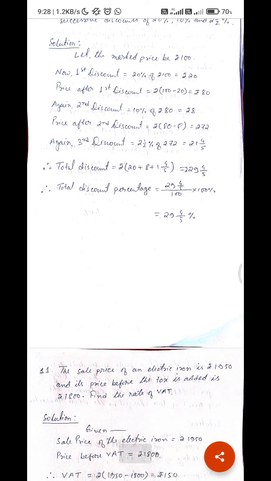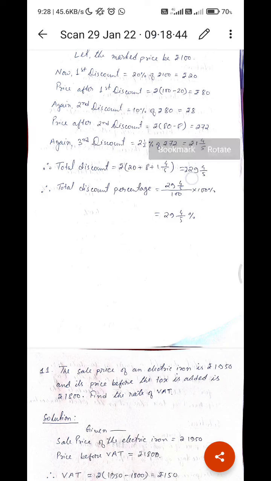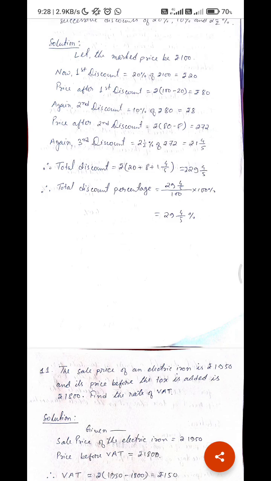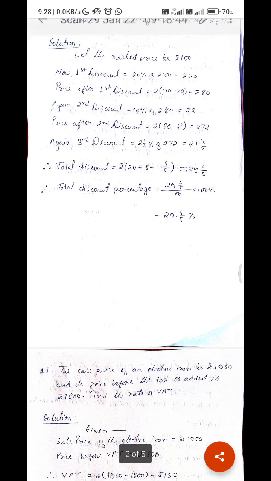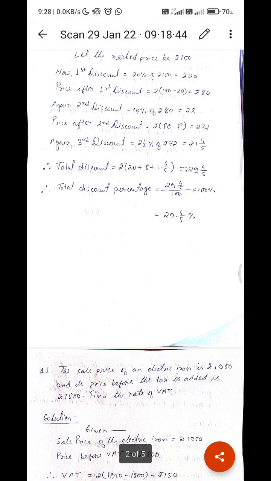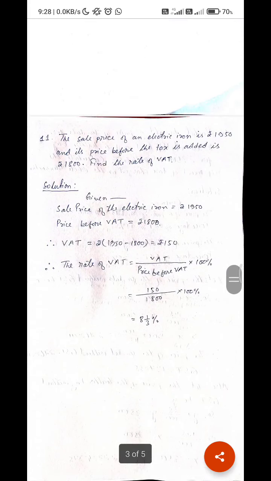Now we'll have to express this discount as percentage. So 29 4 by 5, that is the discount amount, divided by 100 multiplied by 100%. 100 and 100 got cancelled, so we have 29 4 by 5%. Next question, question number 11.